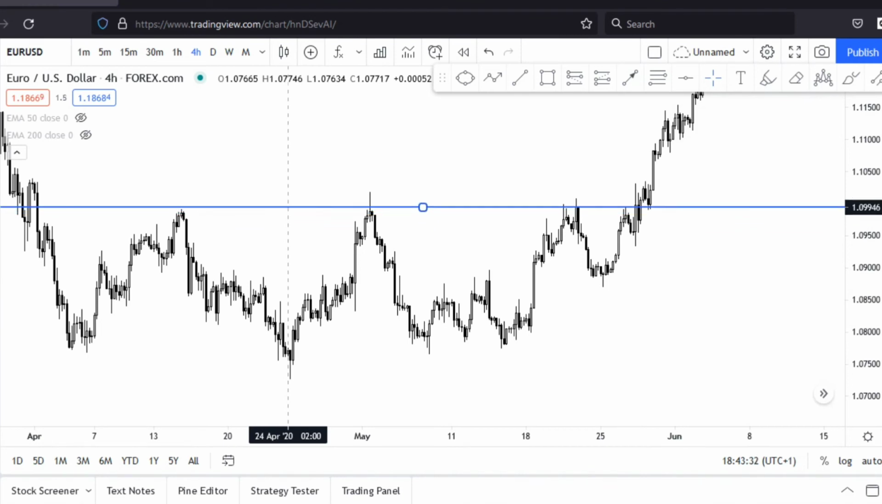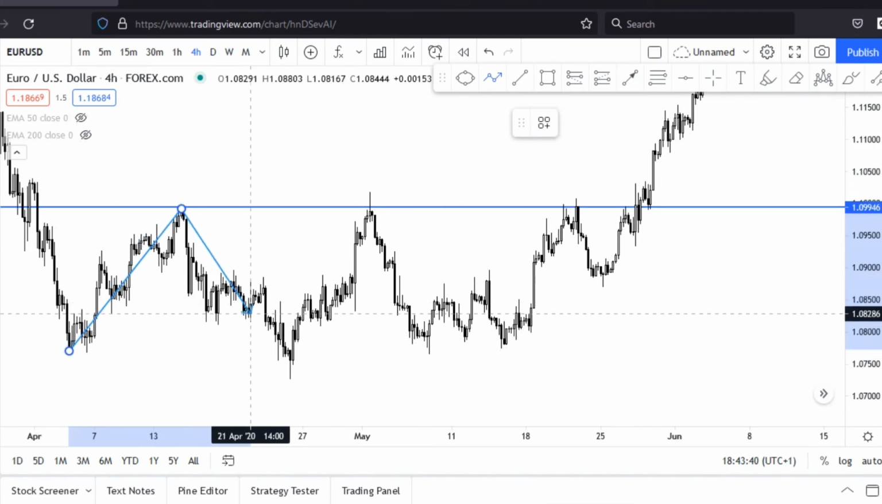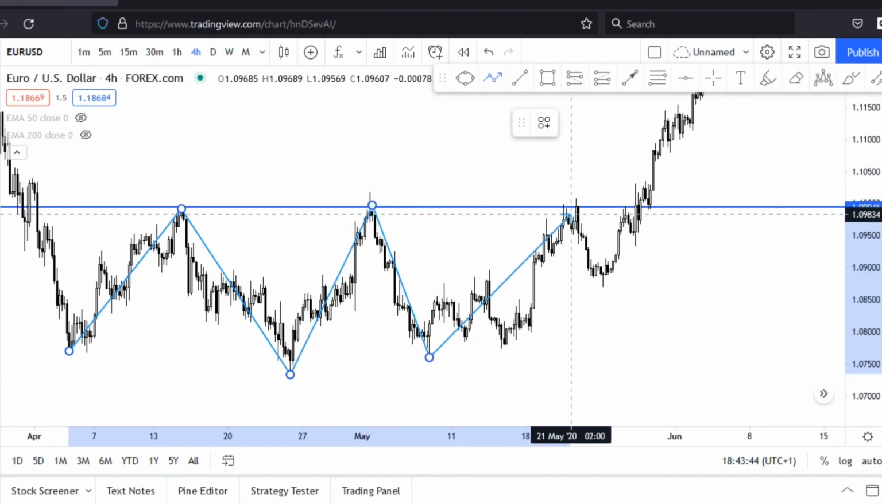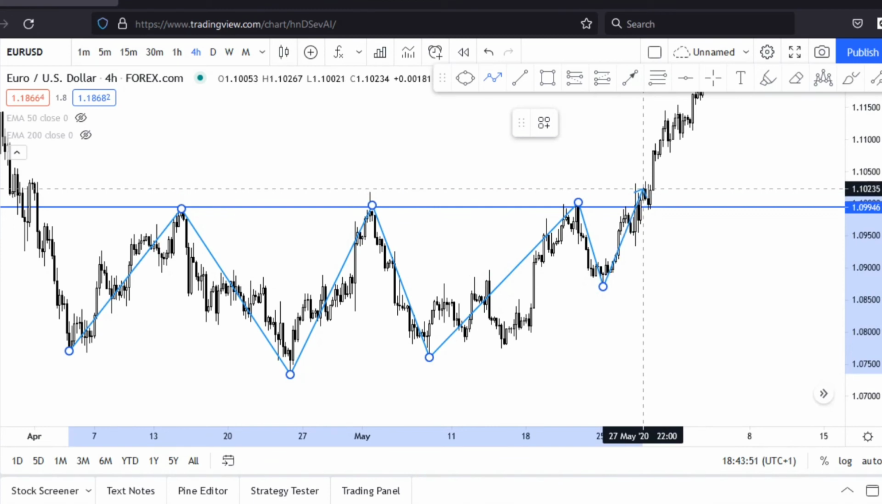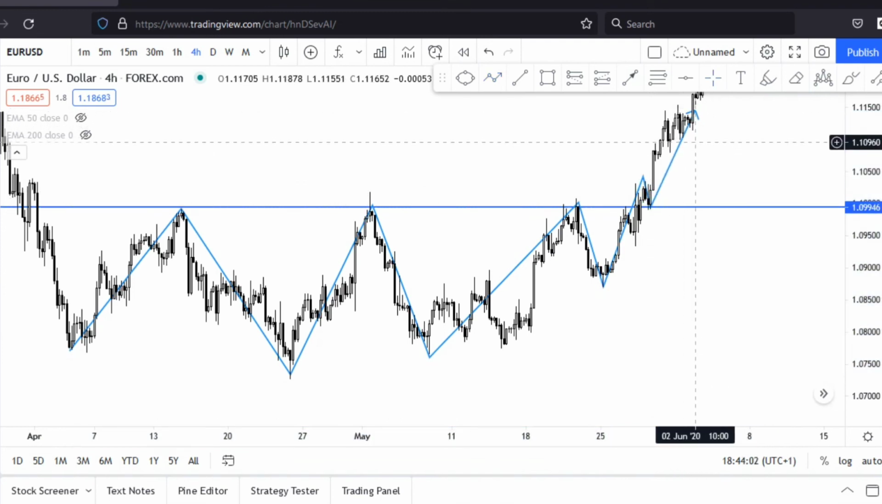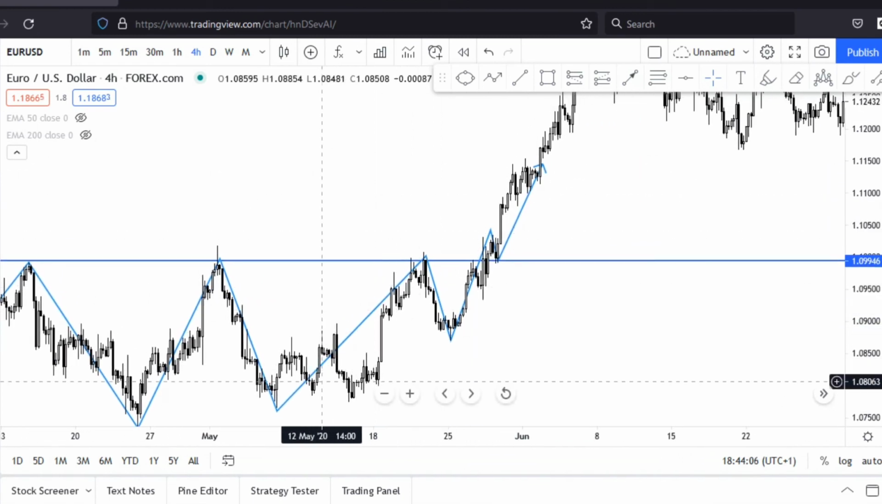Price has tested this level several times. So price coming from here, tested the level, bounced off it, came back down, bounced off this level, came back, bounced off it, started forming a higher high, okay, and a higher low. And price broke out of this resistance level, came back to test it, forming this engulfing candle here, and price continued to the upside.